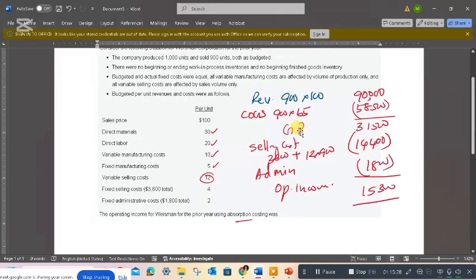Once again, revenue, then cost of goods sold, which takes all the production cost: material, labor, variable manufacturing cost and fixed manufacturing cost, both. These items you take before the gross profit. The non-production costs come after the gross profit: selling cost, administration cost and all that.